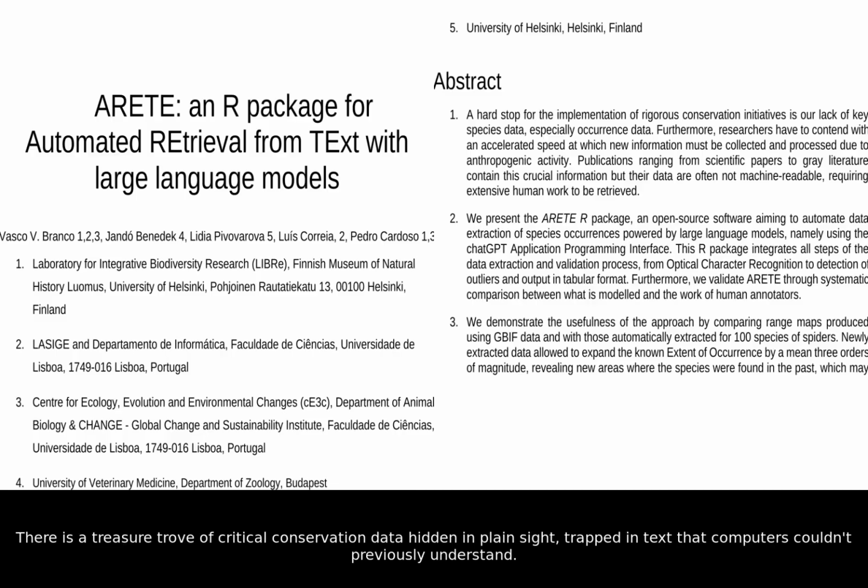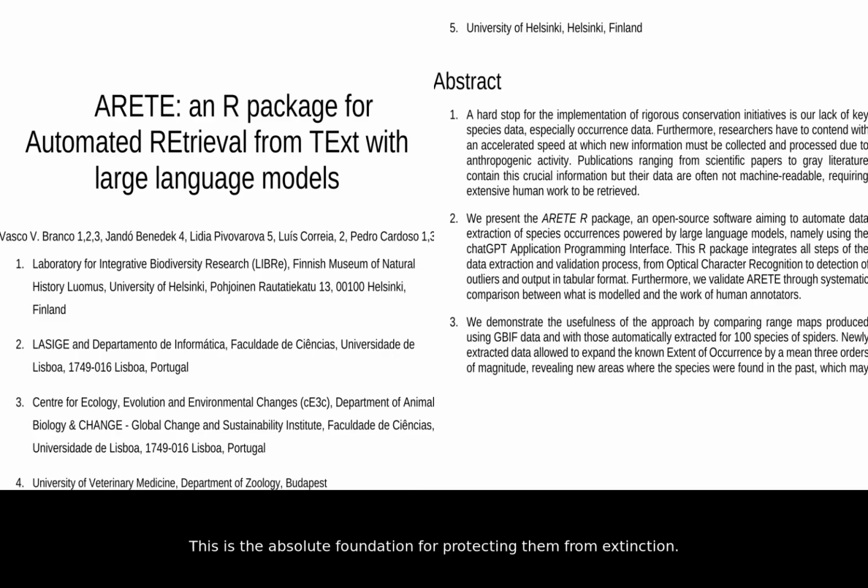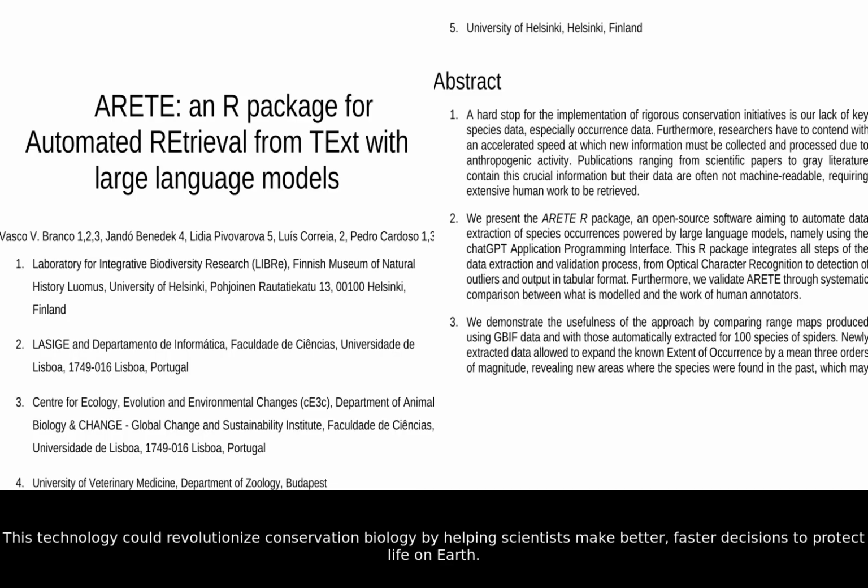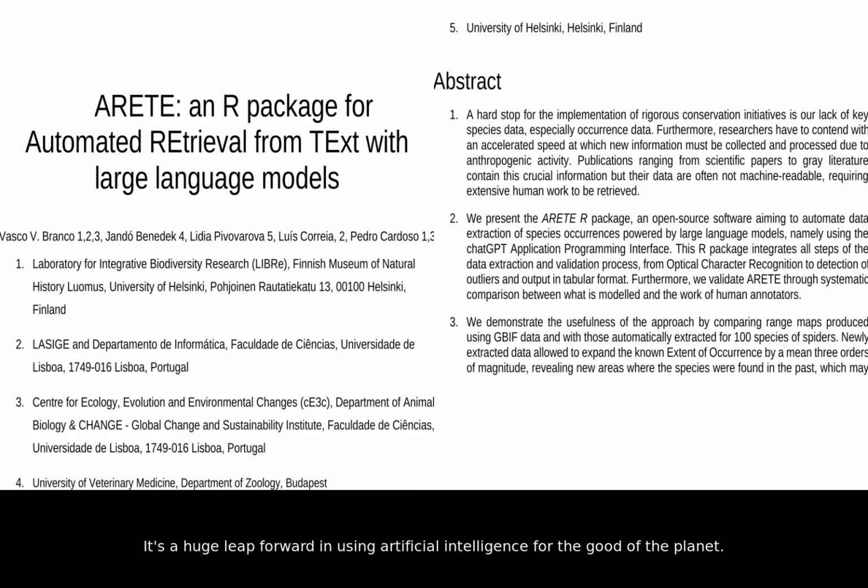So let's recap what this all means. There is a treasure trove of critical conservation data hidden in plain sight, trapped in text that computers couldn't previously understand. Tools like ARETE use modern AI to rapidly and cheaply unlock that information, giving us a much more accurate picture of where species live. This is the absolute foundation for protecting them from extinction. This technology could revolutionize conservation biology by helping scientists make better, faster decisions to protect life on Earth. It's a huge leap forward in using artificial intelligence for the good of the planet.